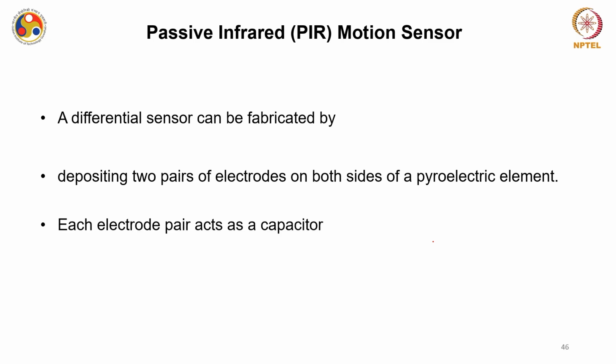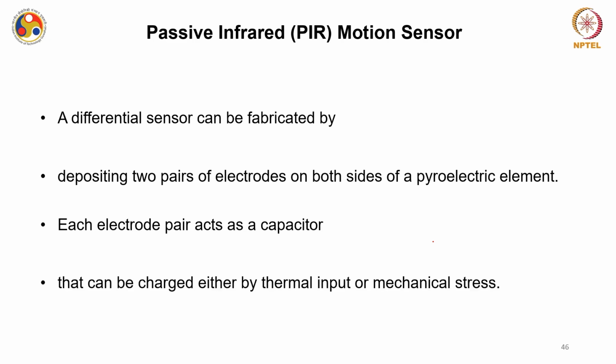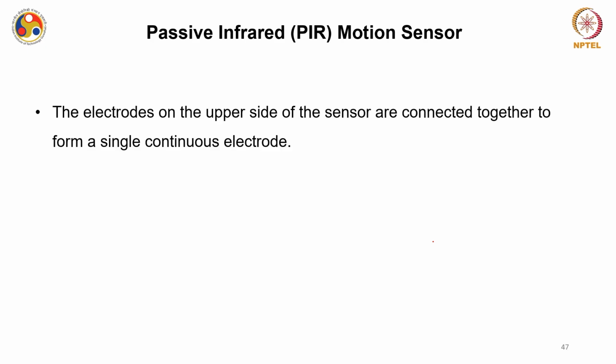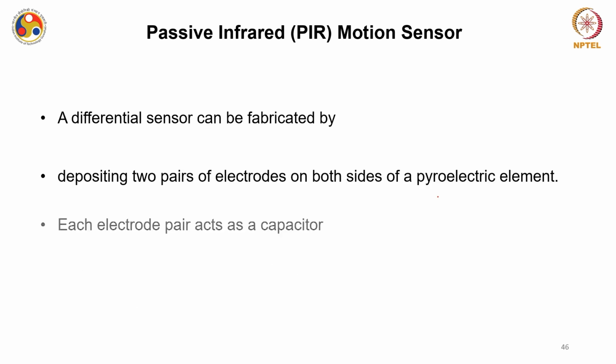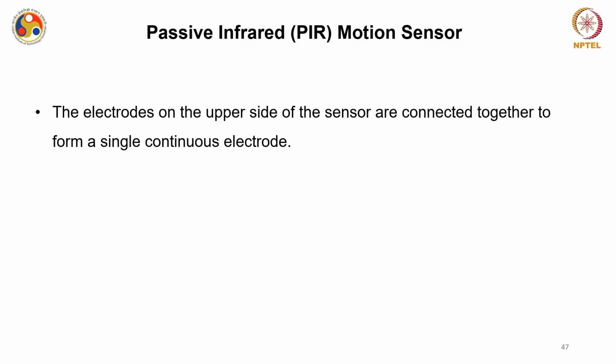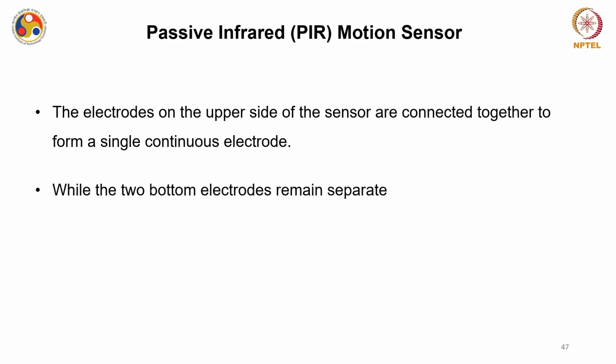Now each electrode pair acts as a capacitor, and it can be charged either by the thermal input or by the mechanical stress, by the piezoelectric phenomena also. Now the electrodes on the upper side of the sensor are connected together to form a single continuous electrode. So this continuous electrode was essentially two different electrodes that have been shorted, and that's why it looks like a single electrode. The two bottom electrodes remain separate.